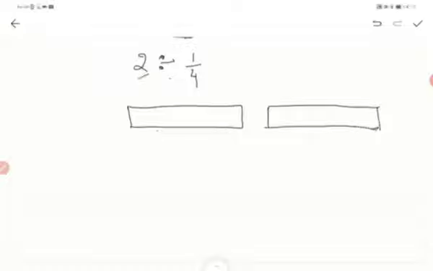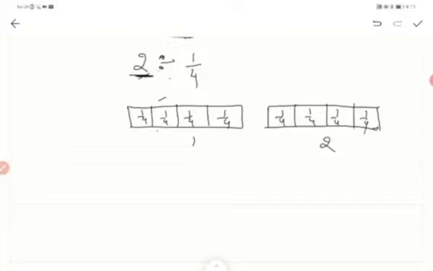So you have two rectangles, this is 1 and 2. There are two full rectangles. When 2 is divided by 1 by 4, that means you are dividing each whole into 4 equal parts. So each part is 1 by 4, 1 by 4, 1 by 4, and here it is also 1 by 4, 1 by 4, 1 by 4, 1 by 4.